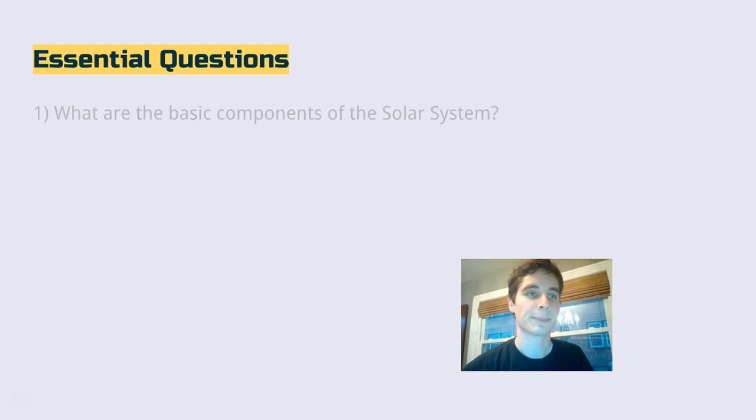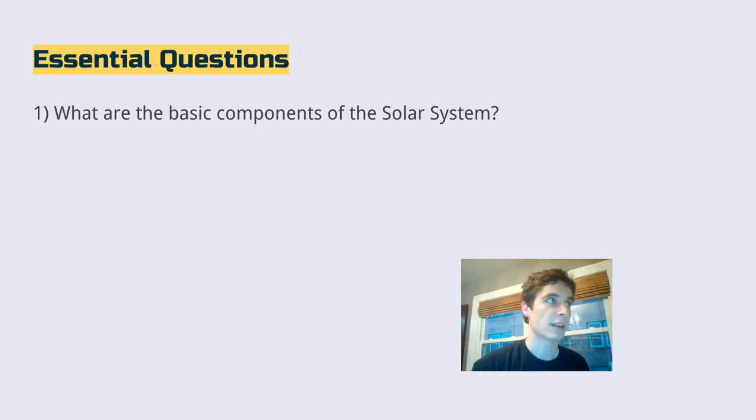Let's get going. Okay, throughout these lessons, we're going to be focusing on 2 essential questions that all of you should be able to answer by the end of the unit here. First question is, what are the basic components of a solar system? You may know some of these already. Maybe the sun comes to mind, maybe the planets, but you may also learn about some new little things that are floating around out there.